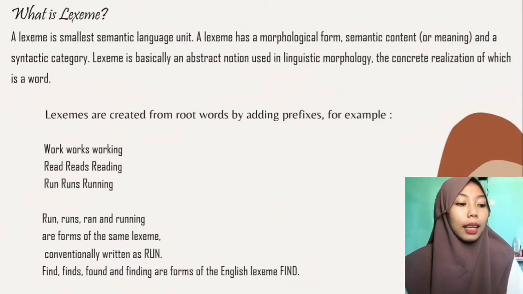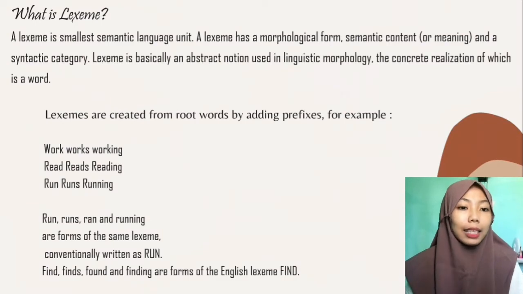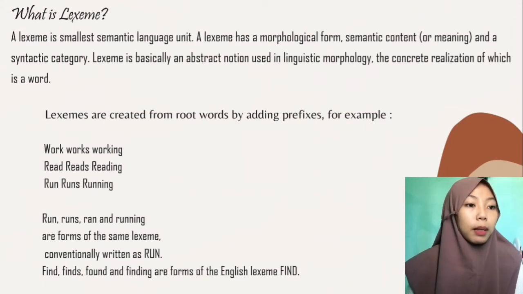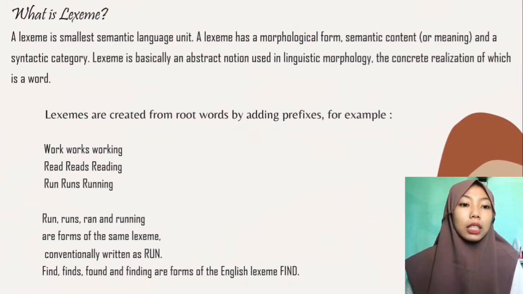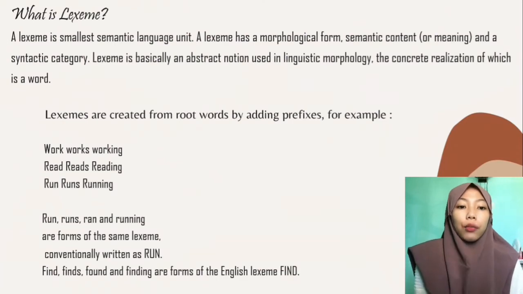Okay, the next slide is lexeme. What is a lexeme? A lexeme is the smallest semantic language unit. A lexeme has a morphological form, semantic content or meaning, and a syntactic category. So a lexeme is basically an abstract notion used in linguistic morphology, the concrete realization of which is a word. So a lexeme is a collection of one or more words under a single reference.